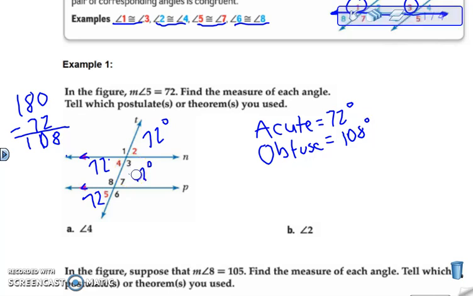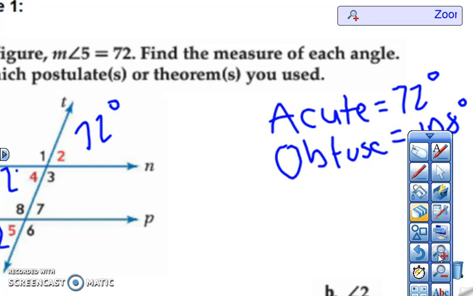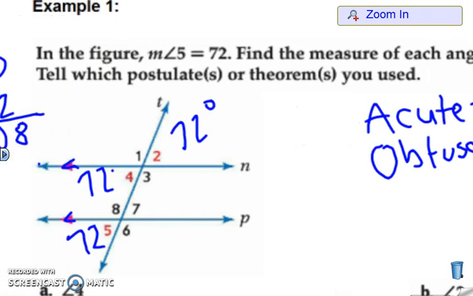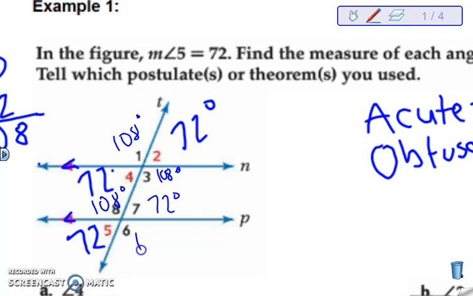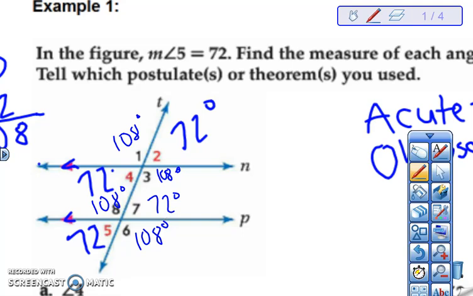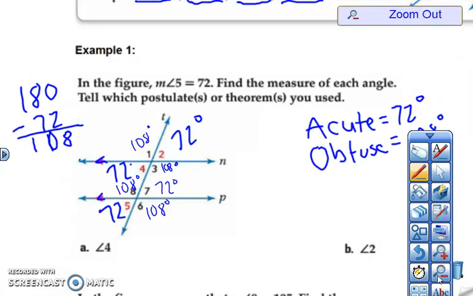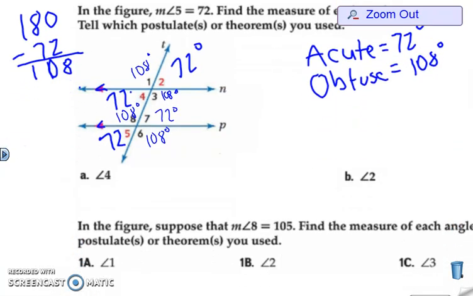So I should be able to go through and mark up this picture with the 108s. So let's do this. Let's make this a little bit bigger so that we don't get confused with the 72 down here and the 108 up here. So at this point, I have figured out the value of any angle on that picture.